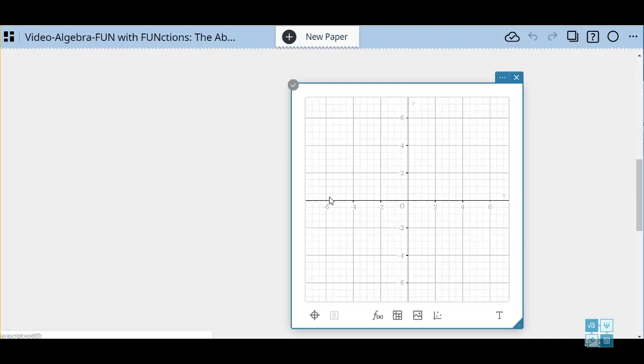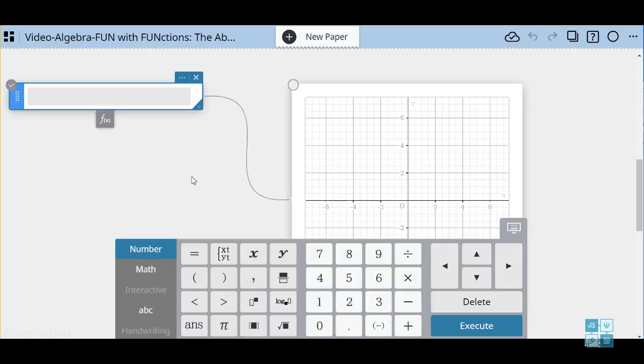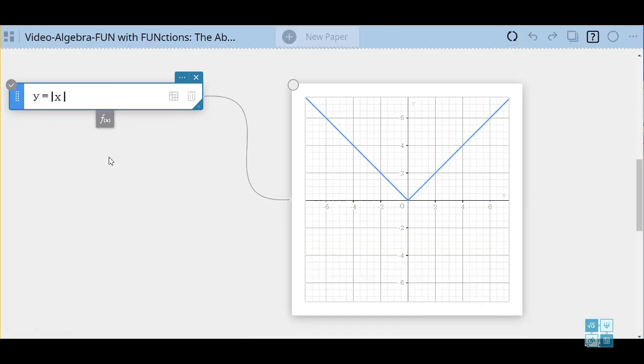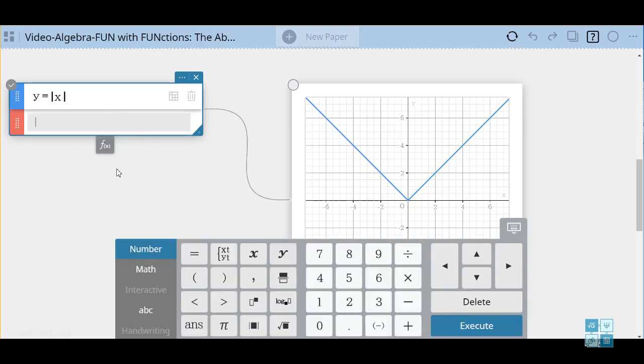So let's open up a new graph sticky and enter our parent function y equals the absolute value of x. And there you see it in blue on our coordinate plane.